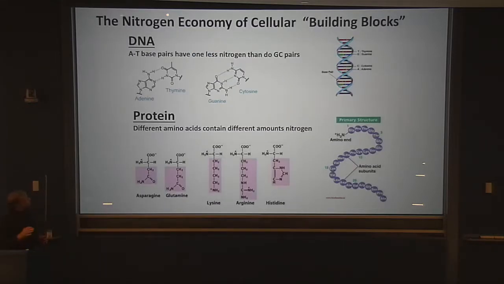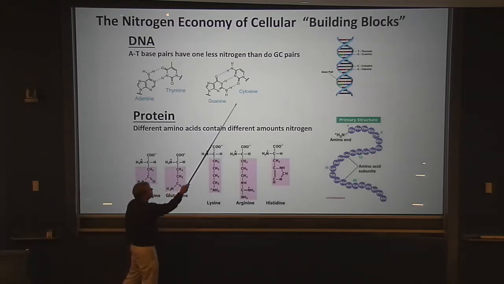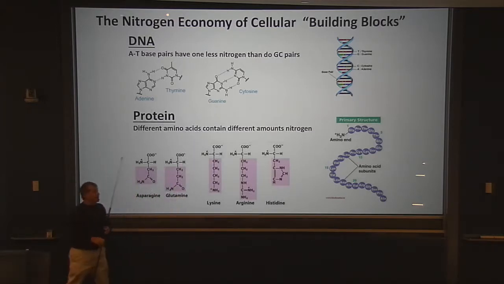First of all, in order to explain this, I'm going to tell you a little bit about the nitrogen economy of cellular building blocks, such as DNA and protein. One thing we know is that an AT base pair has one less nitrogen than a GC base pair. That's interesting because nitrogen is very limiting at the surface, so the organisms are sparing themselves the nitrogen they might need for a higher GC content there.